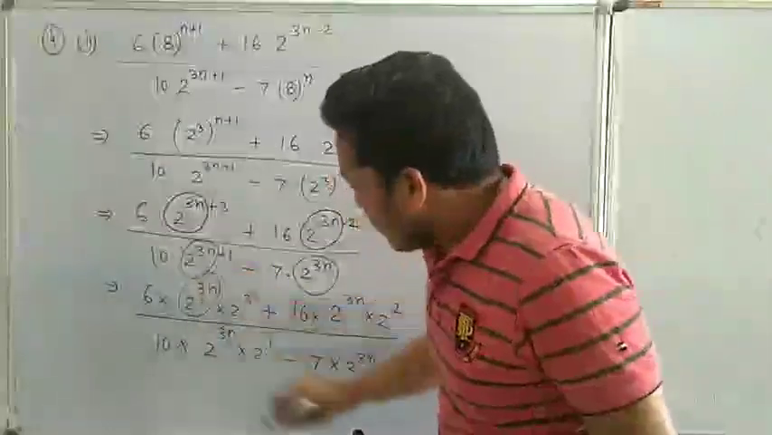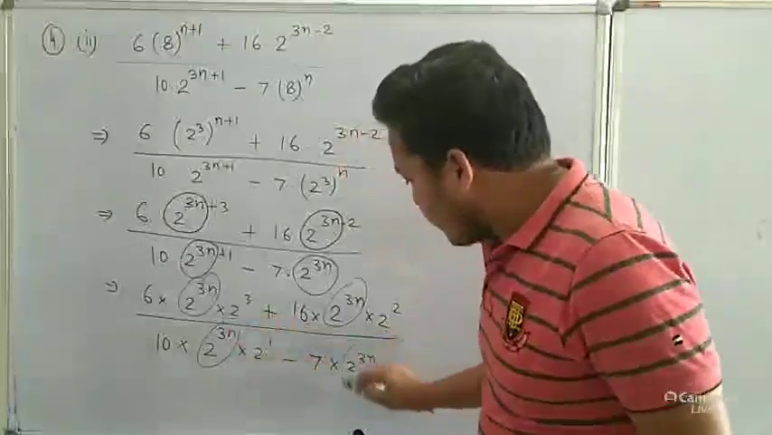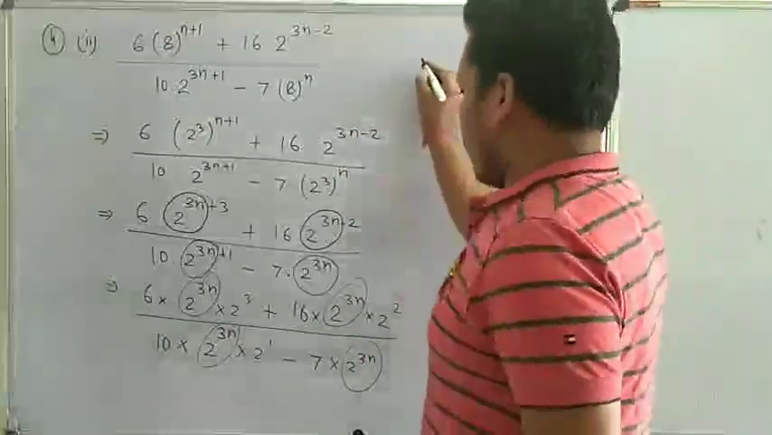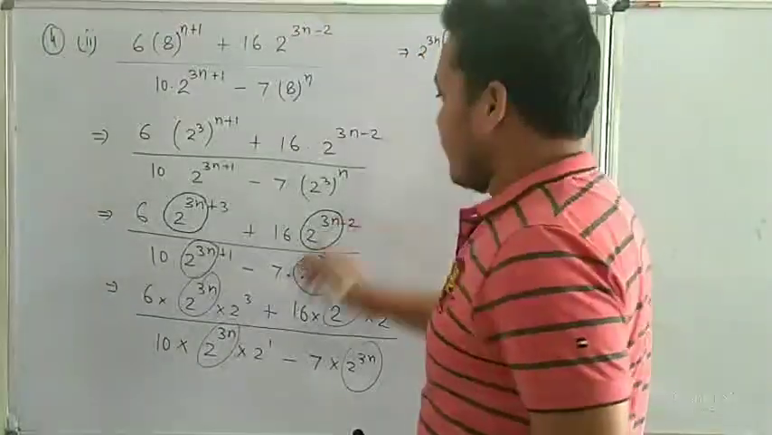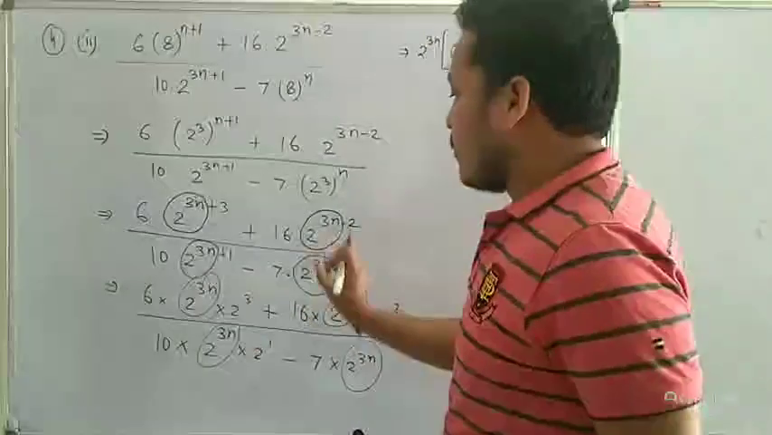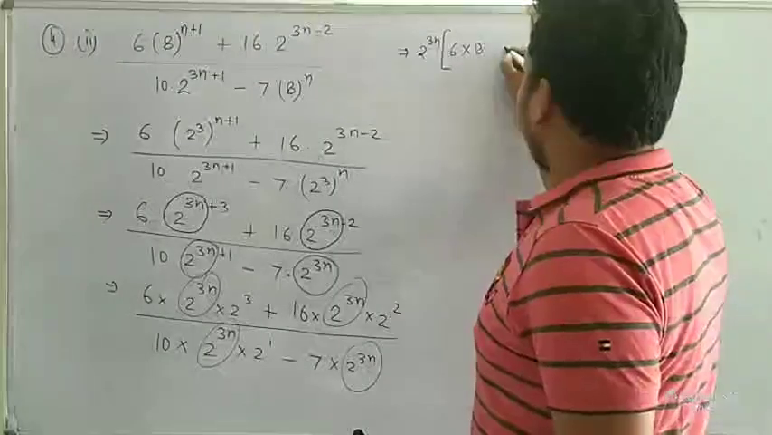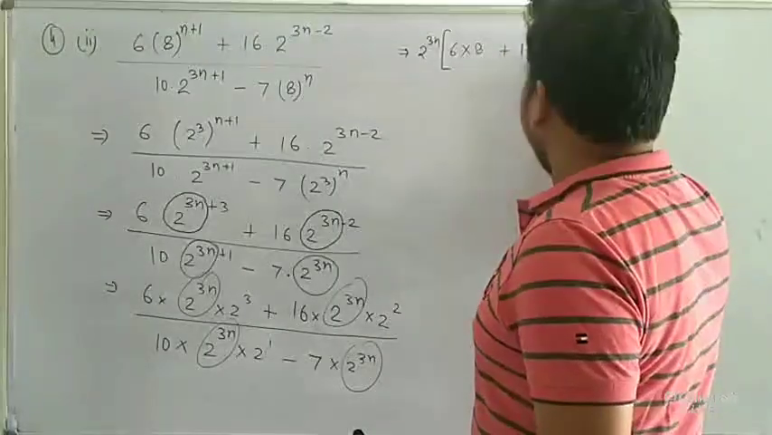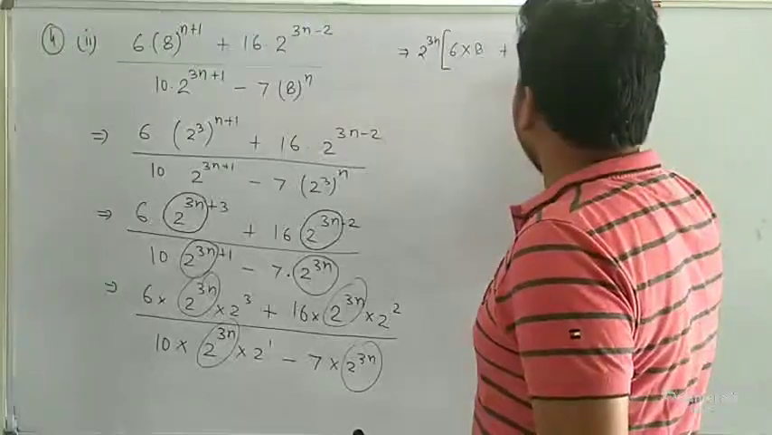So then 2 to the power 3n is common, so 2 to the power 3n is common out. Then it is equal to 2 to the power 3n common in the numerator. Then what is left? This is 6 into 2 to the power 3. 2 to the power 3 we can write as 8. Then plus 16 into, this is common out, so 2 to the power 4. So 2 to the power 4 means 16.